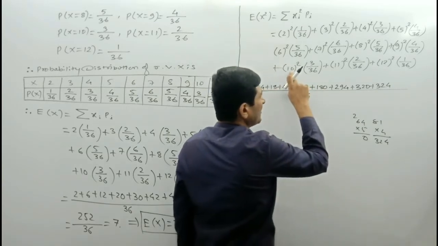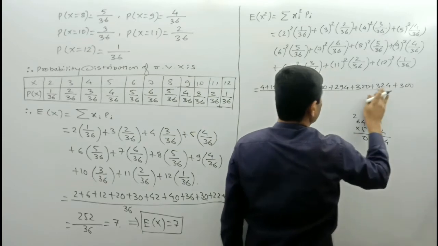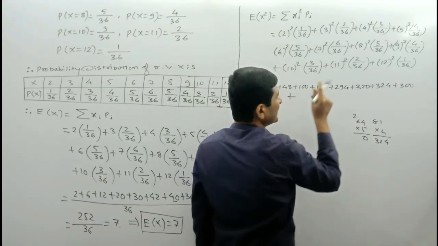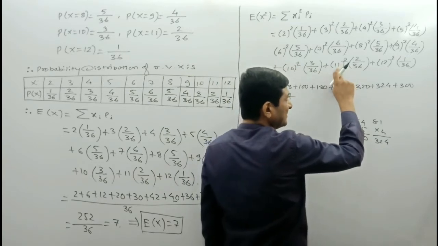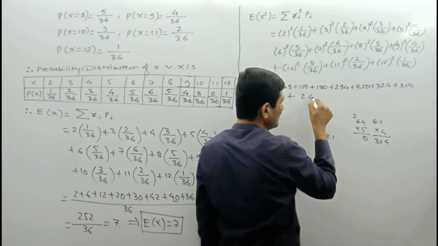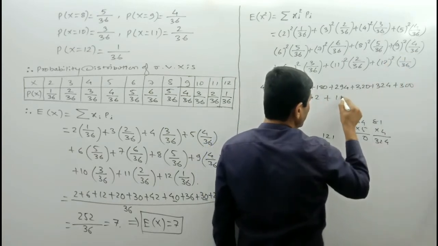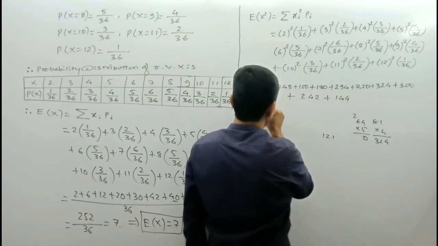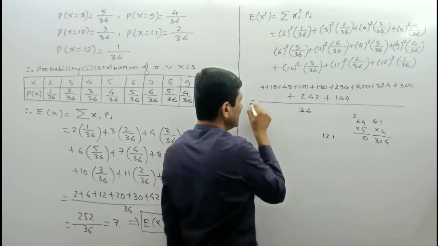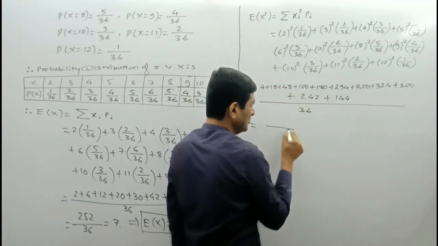Again here square of 10 is 100, 100 into 3 is 300. Plus square of 11 is 121, 121 into 2 will be equal to 242, plus square of 12 is 144 into 1 is 144, divided by 36, the denominator of all the terms. Now simply you have to find out the addition of all the numbers in the numerator.